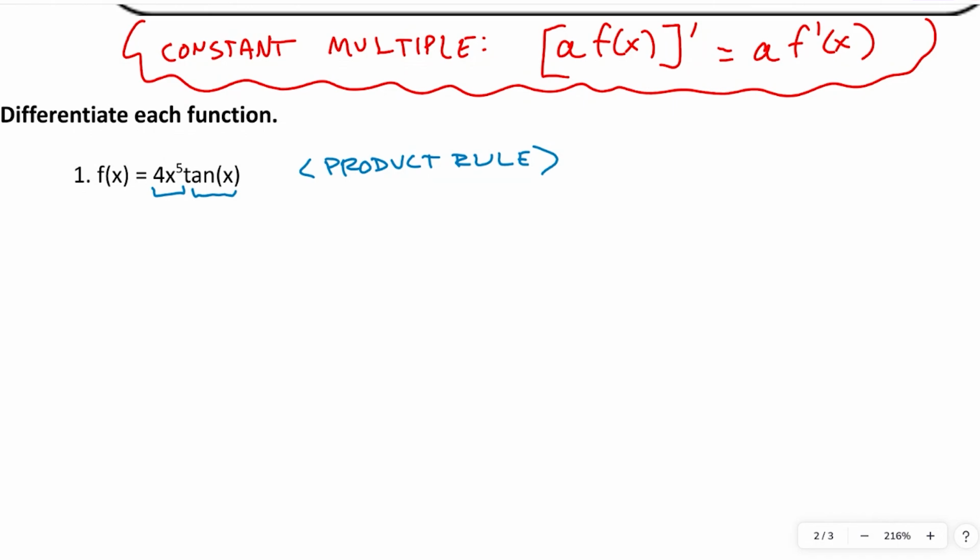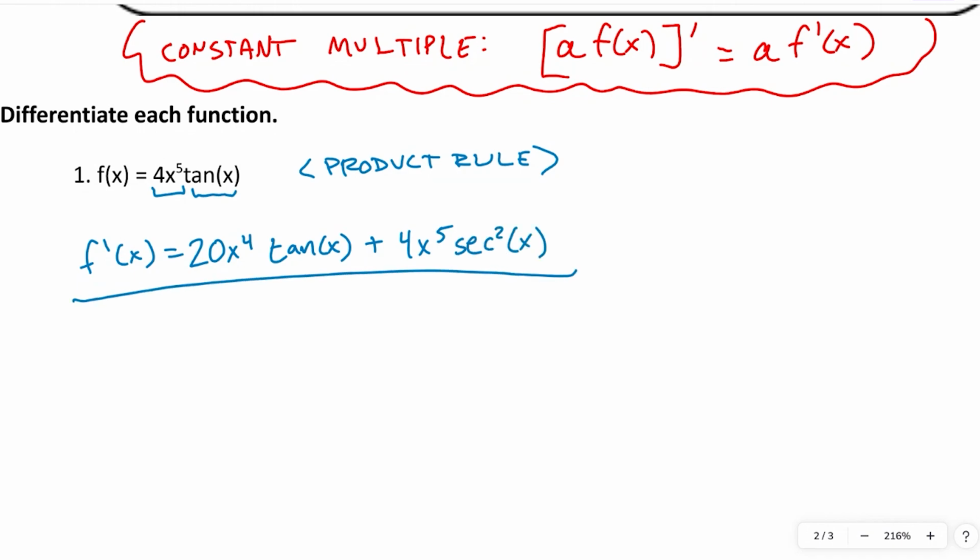So the derivative of 4x to the 5th is going to be 20x to the 4th times the second function, tangent x, plus 4x to the 5th times the derivative of tangent. Now, obviously, at this point, you're probably still looking it up. You don't have it memorized yet. That's okay. But after you do enough practice, hopefully it does get committed to memory that it's secant squared x. Any questions on that one?